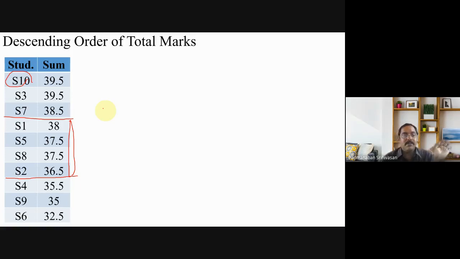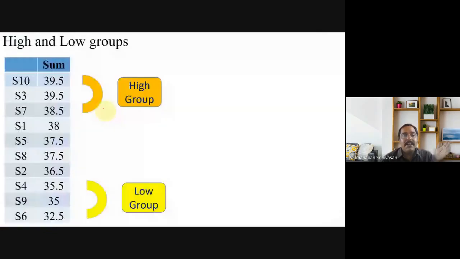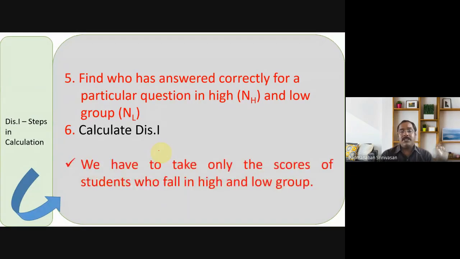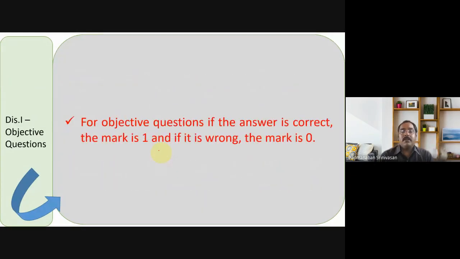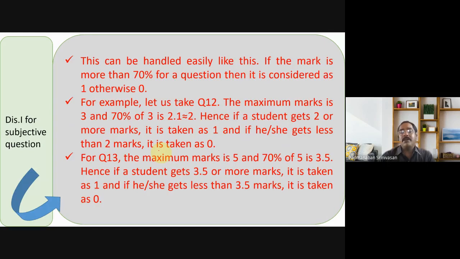I think you understood this. Whatever we discussed, I have written in the PowerPoint. The middle 4 we are excluding from the calculation. Now it is easy. You have to calculate the discrimination index for each question. The procedure is like the difficulty index: for an objective question, take 1 and 0; for a subjective question, it will be 70% of the maximum marks.